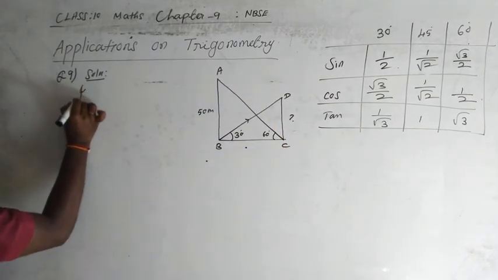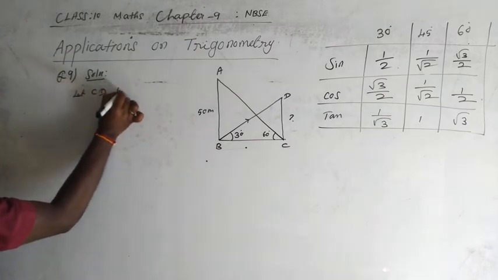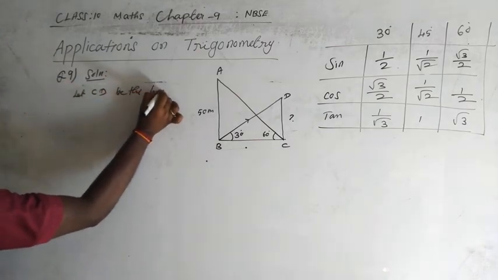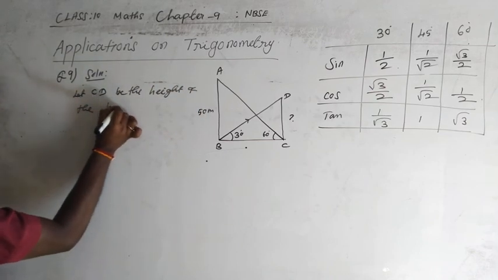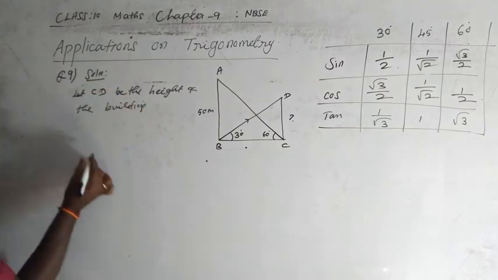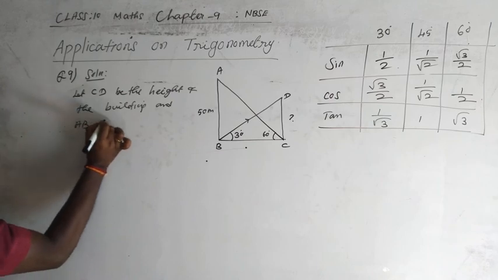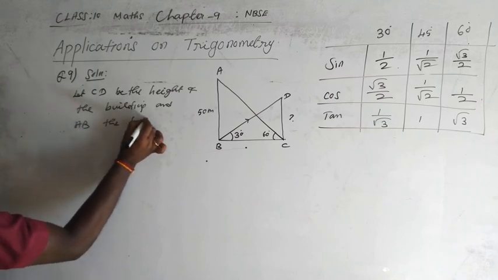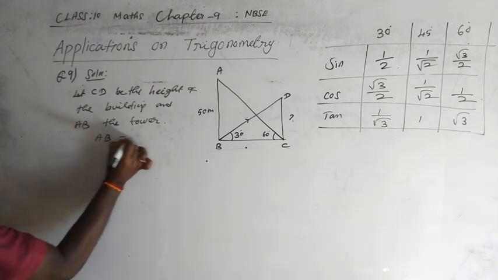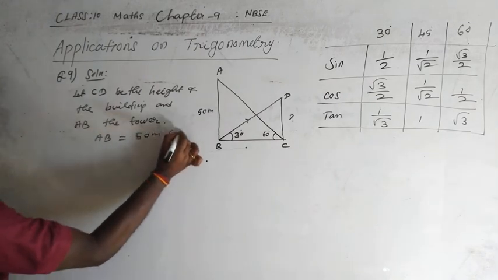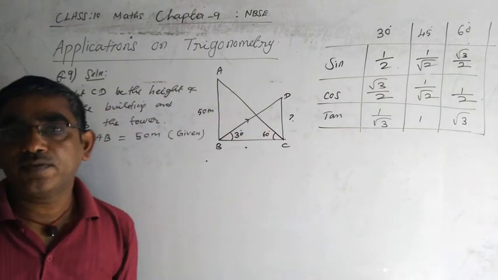Okay, in the right triangle, let CD be the height of the building, and AB the tower. AB is given, that is AB equal to 50 meters, given by the question. So find the CD value.